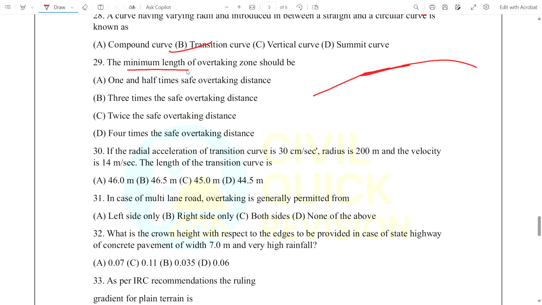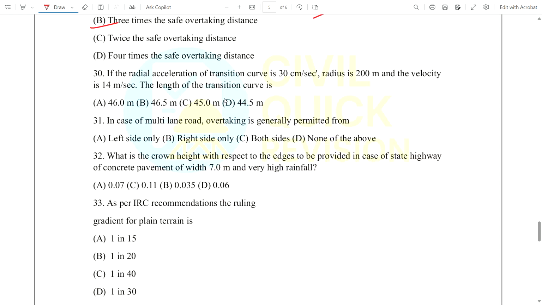The minimum length asked for the overtaking zone should be 1.5 times the safe overtaking distance, or 3 times the safe overtaking distance, or twice the safe overtaking distance, or 4 times the safe overtaking distance. The answer will be 3 times the safe overtaking distance. Okay. Now question number 30.